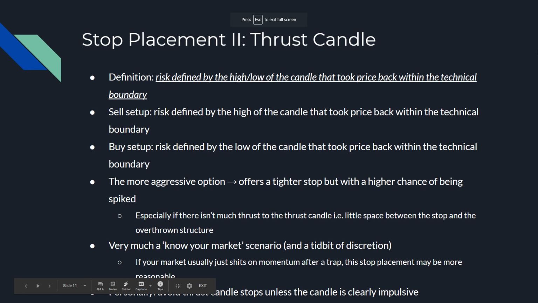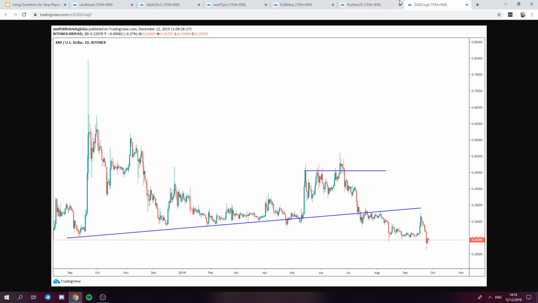Now, thrust candle, you probably know just from the preceding section what it means, but risk is defined by the high-low of the candle that took price back within the technical boundary, right? So for a sell setup, it's defined by the high of the candle, and for a buy setup, it's the low of the candle. I'm sure I don't need to go over it, but let's do it anyway.